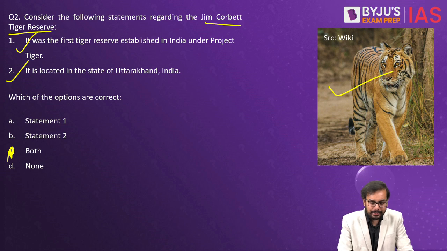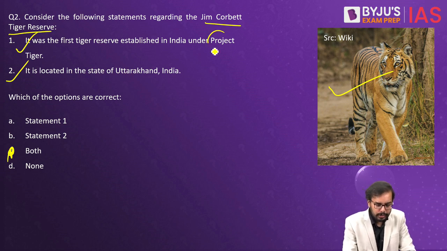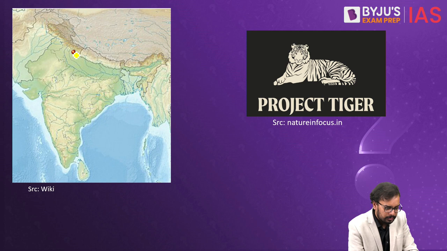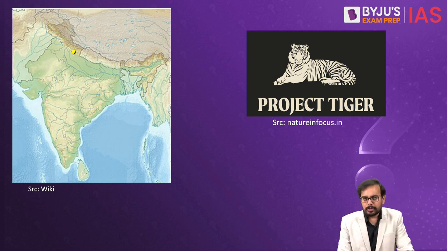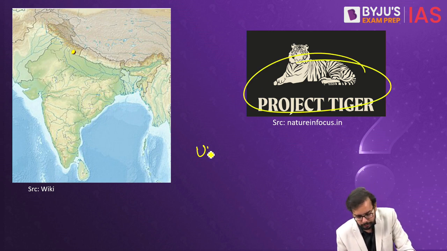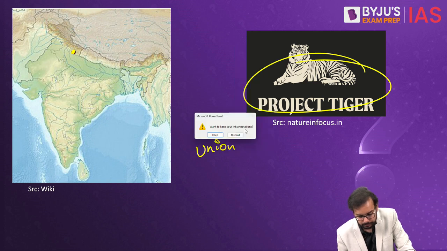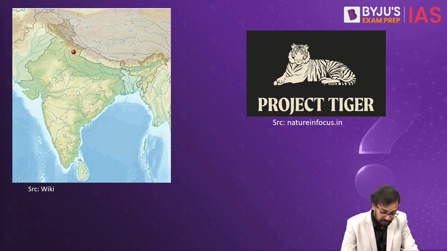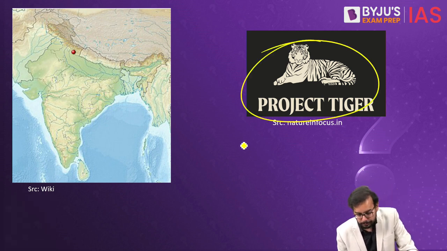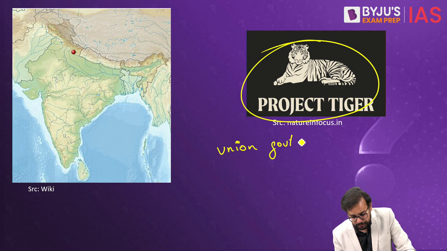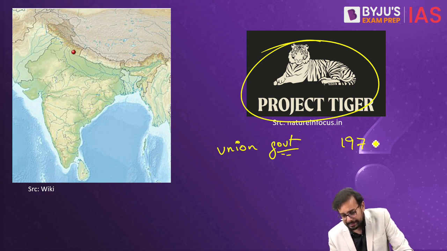Further, we'll go into detail from this perspective. You should understand something called Project Tiger. So what is this Project Tiger? Again, Project Tiger is a union government scheme, a central government project. It was launched in 1973.